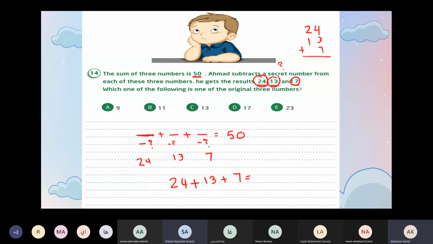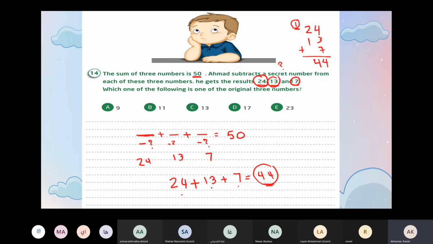4 plus 3 is 7. 7 plus 7 is 14. 4 and 1 up. 2 plus 1 plus 1 is 4. So the answer is 44. After subtracting a secret number from the three numbers, the answer is 44.